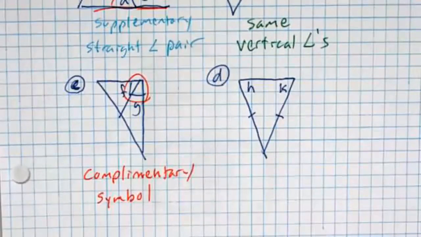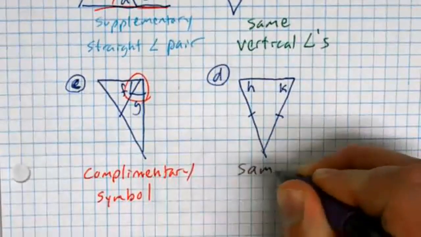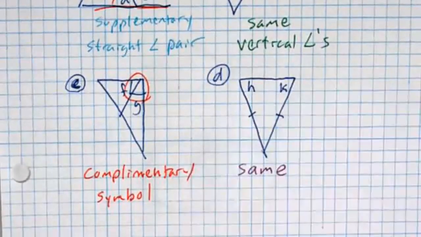All right, this next one, we had real trouble with this in first period today. Let's see who remembers their facts from chapter 1. H and K are the same, add up to 90 or add up to 180. The same, that's correct, they are the same. Can anybody tell me how they know that they're the same? What do you think?